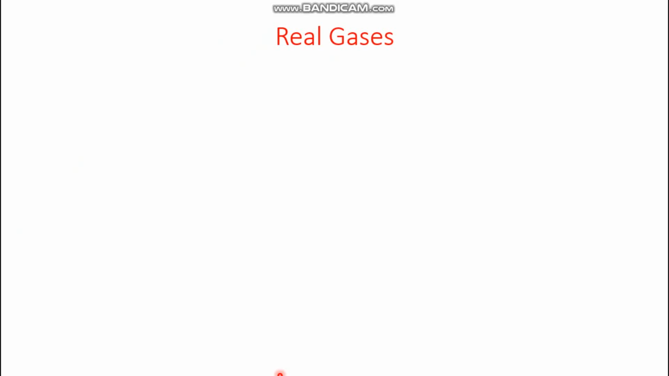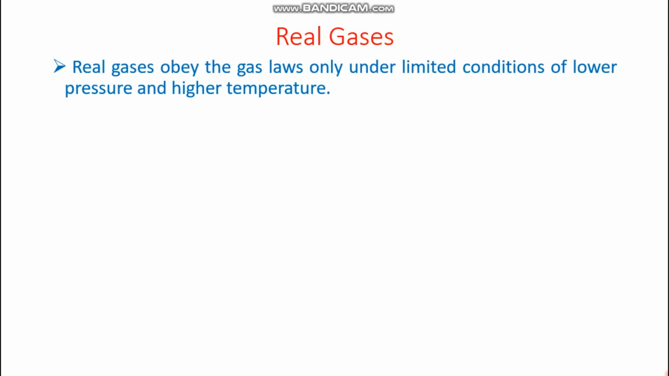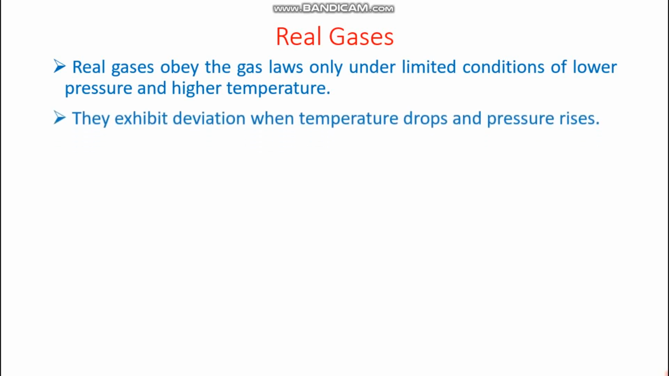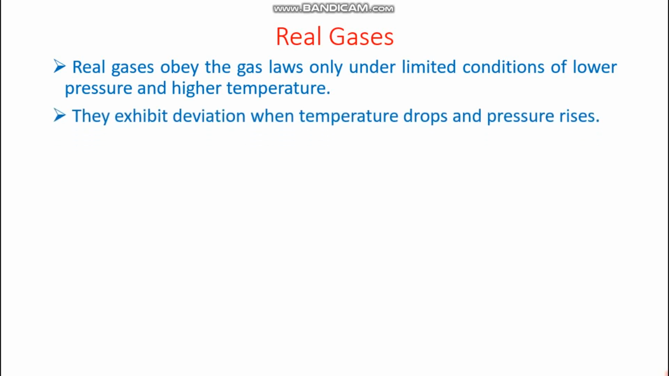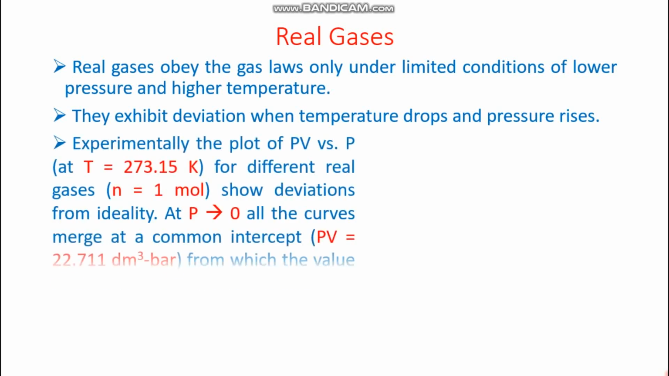Now, real gases. A real gas is a gas which is obtained in reality, and an ideal gas does not have any existence. But real gases may behave like an ideal gas at low pressure and high temperature. Real gases obey the gas laws only under limited conditions of lower pressure and high temperature, and they exhibit deviation when temperature drops and pressure rises.